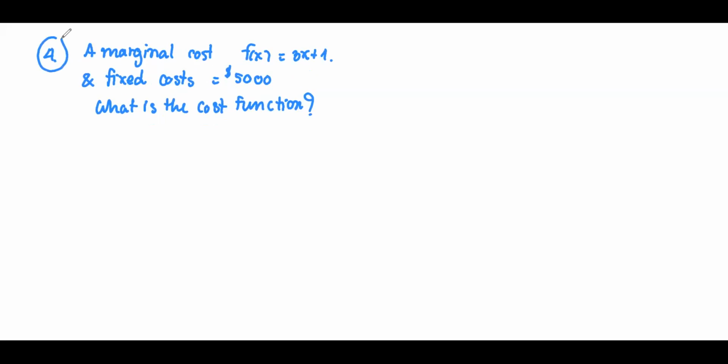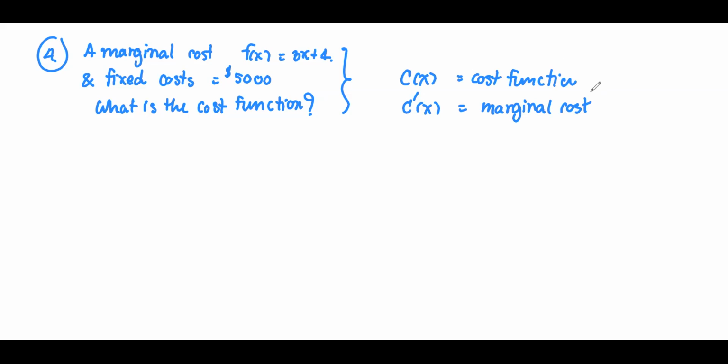For number 4, a marginal cost of the company is given as f of x equals 3x plus 4, and a fixed cost is $5,000. What is the cost function? We use the notation for the cost function as C of x, and the marginal cost as C prime of x, and the fixed cost, which is the cost at no production. So this is a fixed cost.